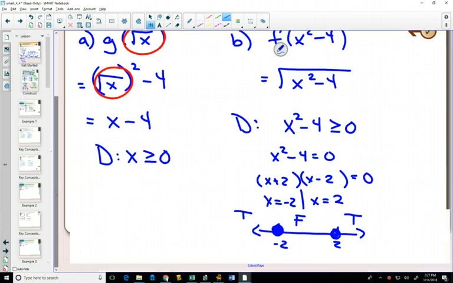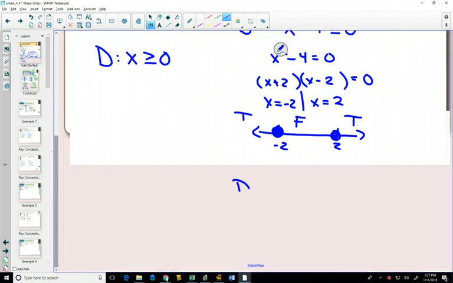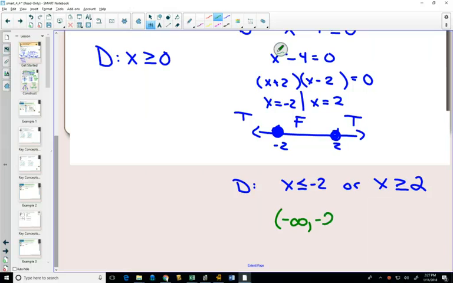So the domain for this one, x has to be less than or equal to negative 2, or x has to be bigger than or equal to 2. In interval notation, you would write this as negative infinity to negative 2 with a square bracket, and then starting again at 2 and going to infinity. So you could choose either of those notations.